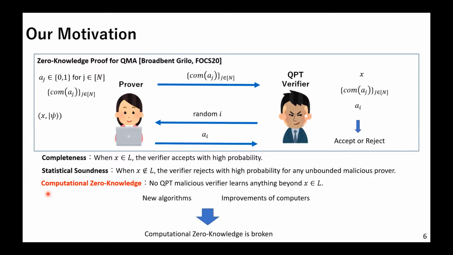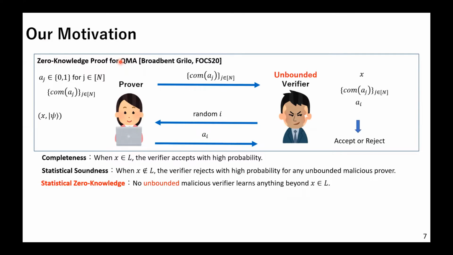One way to resolve the problem is to use zero knowledge proof for QMA with statistical zero knowledge. In a protocol with statistical zero knowledge, the security holds against unbounded malicious verifier. So the security will never break in the future. However, it is believed that we cannot construct zero knowledge proof for QMA with statistical soundness and statistical zero knowledge at the same time.